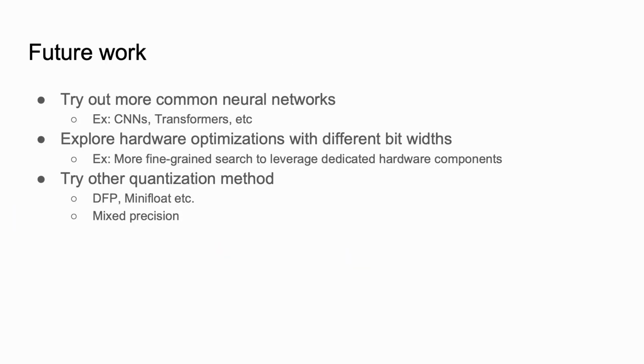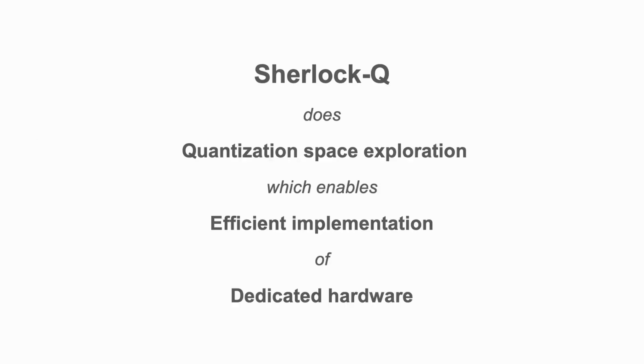For future work, we can try out more common neural networks like CNN or transformers, and we can explore more fine-grained bit widths which are commonly used in dedicated hardware. Finally, we can also try other quantization methods like DFP or mini-float or mixed precision. To sum up, Sherlock-Q does quantization space exploration, which enables the efficient implementation of dedicated hardware. Thank you.